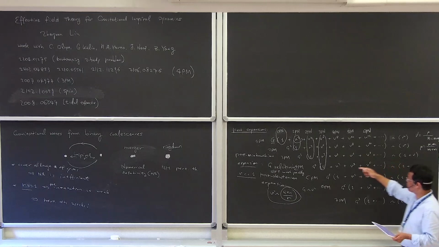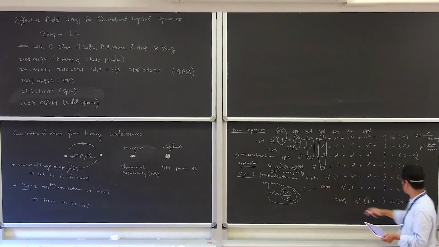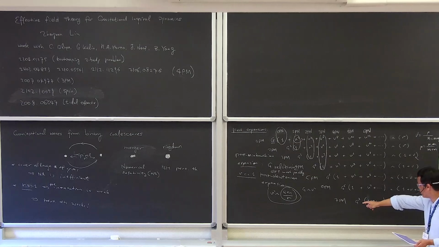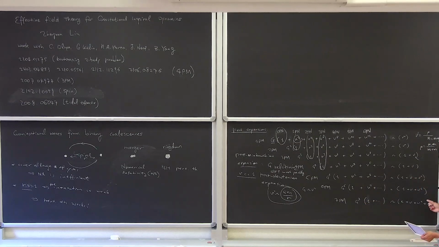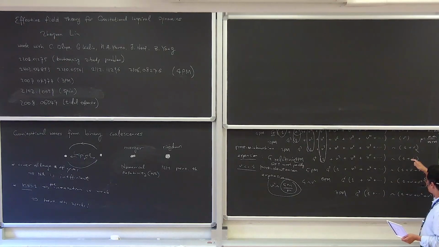From 3PM and 4PM order, the first correction in nu, the linear correction, appears for the first time. From 4PM and 6PM, the nu squared term also appears for the first time. And from 6PM, 7PM and 8PM, the nu cubed term also appears. So we can also organize our calculations in an expansion in nu.